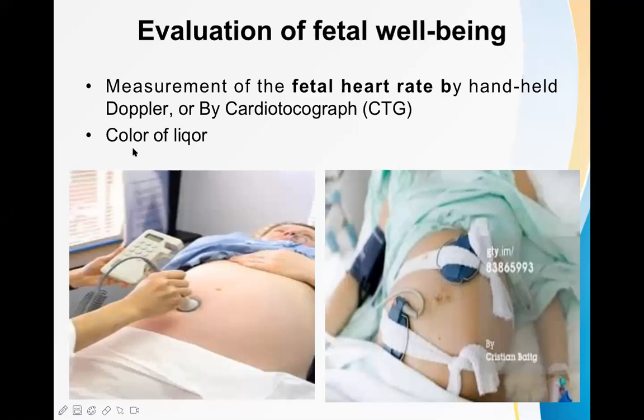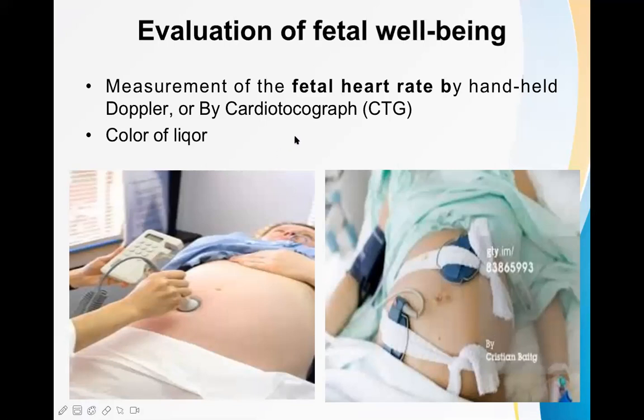And another thing, look for the color of liquor or color of amniotic fluid. Every student knows the normal color is clear. If it is stained by meconium, it is always abnormal, especially in vertex presentation. In breech presentation, there is an exception. Please listen. In breech presentation, it may be considered normal. But in cephalic presentation, it is always abnormal if the baby has passed meconium before the delivery.